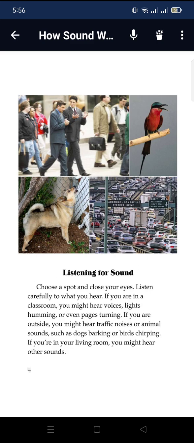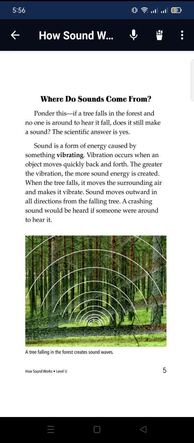Choose a spot and close your eyes. Listen carefully to what you hear. If you are in the classroom, you might hear voices, lights humming, or even pages turning. If you are outside, you might hear traffic noises or animals, such as dogs barking or birds chirping. If you are in your living room, you might hear other sounds. Where do sounds come from?